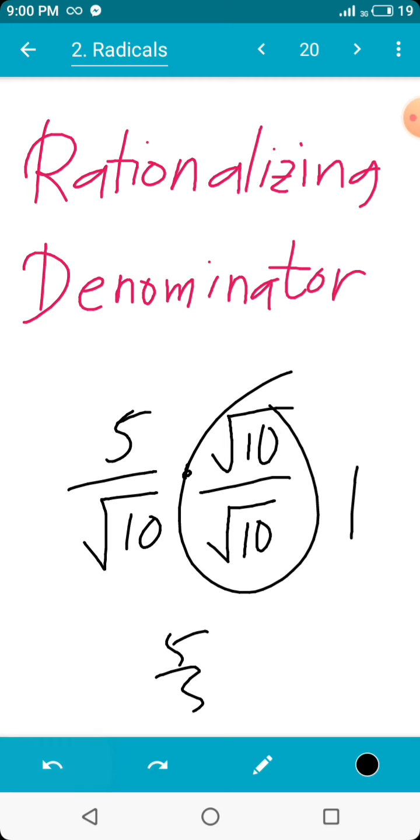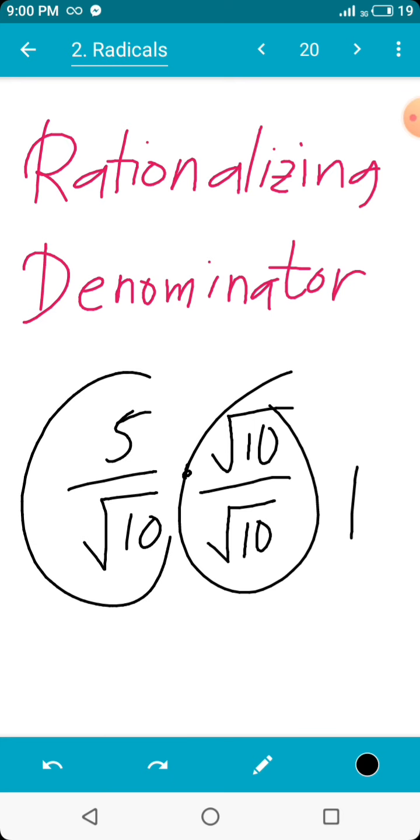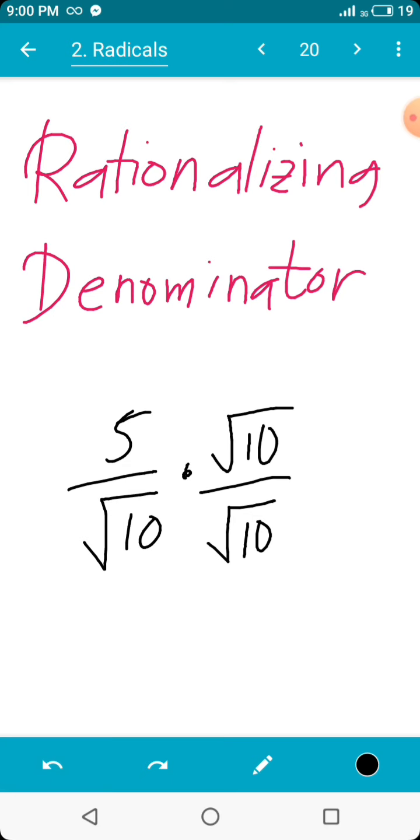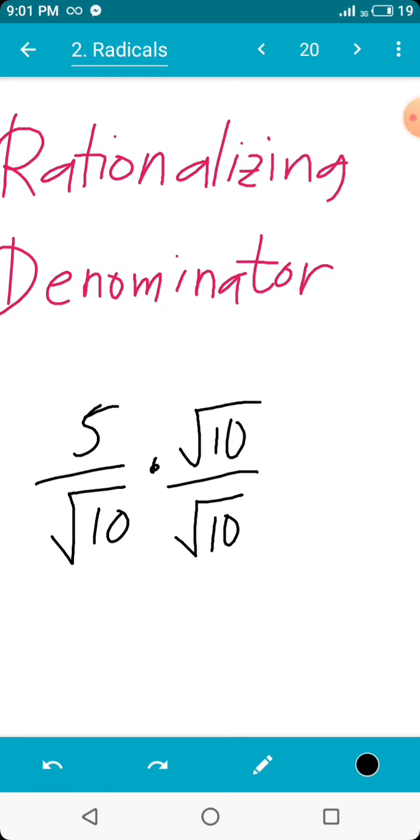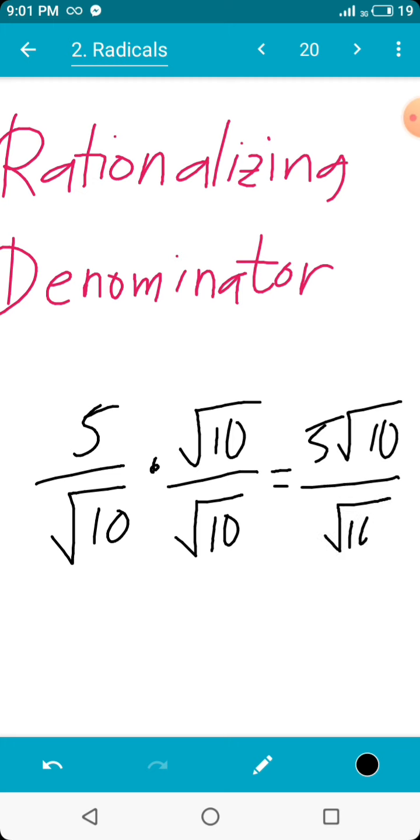So, in short, yung ginawa natin is minultiply lang natin basically itong 5 over square root of 10 sa 1. So, wala pa rin naman effect yun. Ang nangyari lang is, mag-iiba lang yung number para ma-cancel natin yung radical sa denominator. So, let's multiply. So, we have now 5 times square root of 10. So, that is 5 square root of 10. Okay? And then, square root of 10 times square root of 10, that is square root of 100.